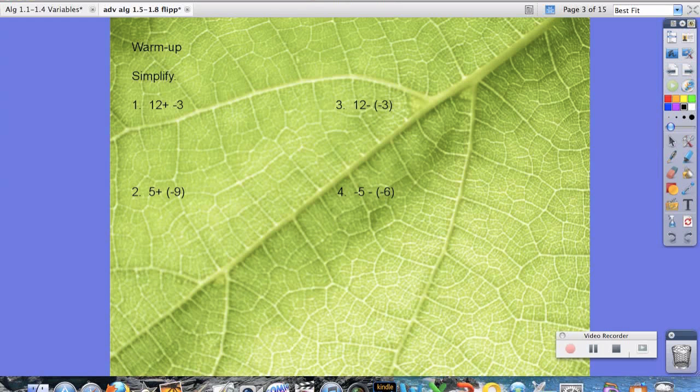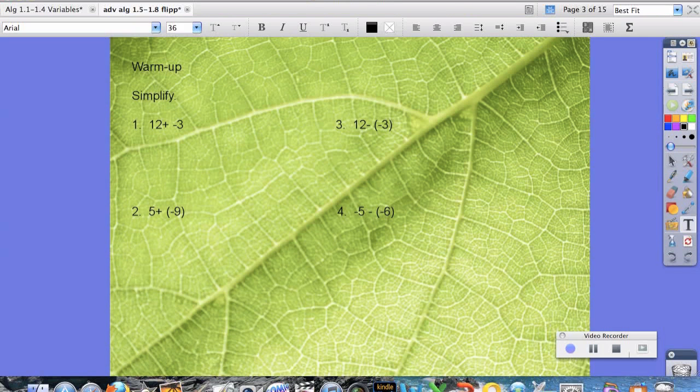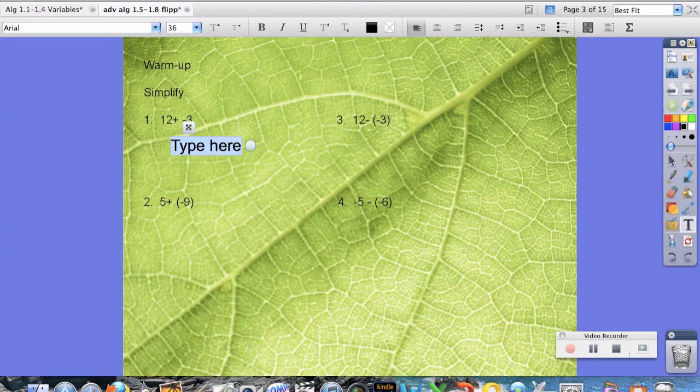So for number one, the answer should be 9, because you have 12 and negative 3, which obviously have different signs. So because that's the case, we're going to subtract the numbers, so 12 minus 3 is 9, and keep the sign of the larger number, which is 12, which is positive.